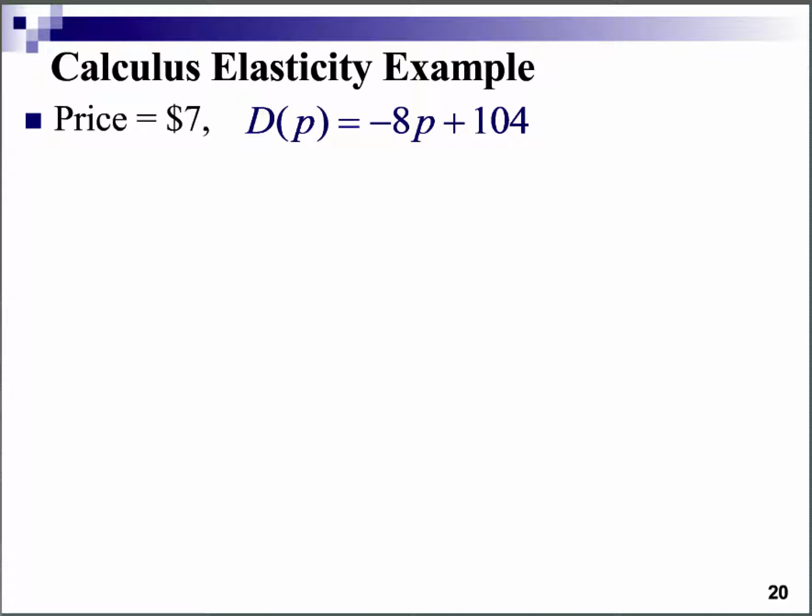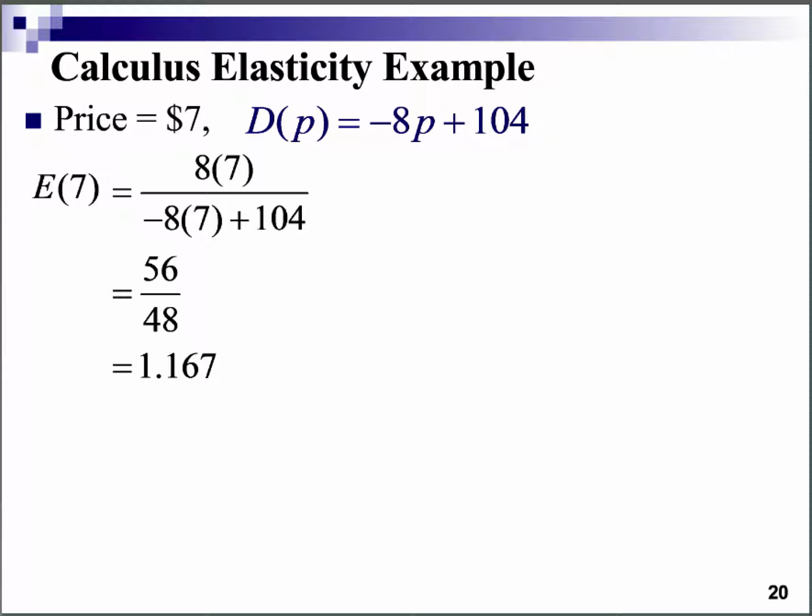Once we have the general elasticity function, we can substitute any price p into it, and that will give us the elasticity value. In this example, we're looking at a price of $7, so we want the elasticity value at 7, or E of 7. We plug 7 into the elasticity function we just found. On the top we have 8 times 7. Down below we have 7 plugged into the original demand function. That gives us 56 divided by 48 when we do some arithmetic, or a final elasticity value of 1.167.